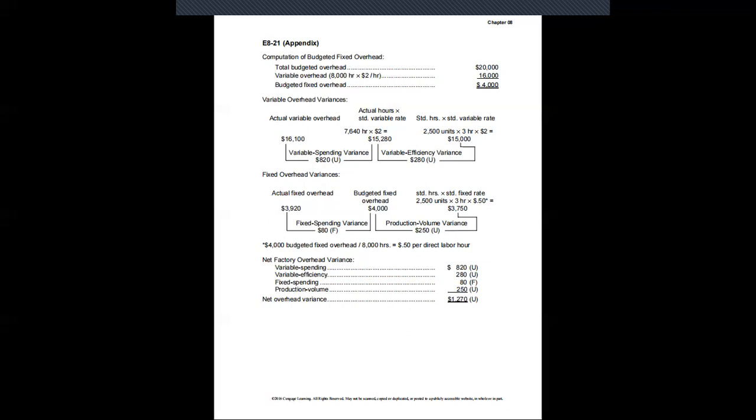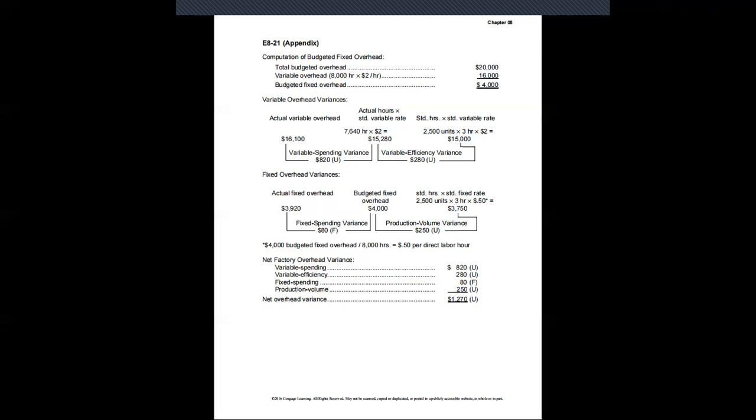Then we compute the standard hours times standard variable rate. 2,500 units is given as the actual completed units. Then we multiply by the standard variable rate, which is 3 hours times 2. So the standard variable rate times 2,500, we get 15,000.